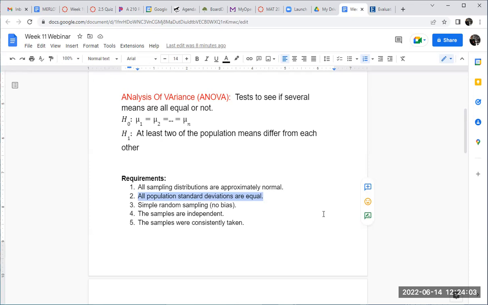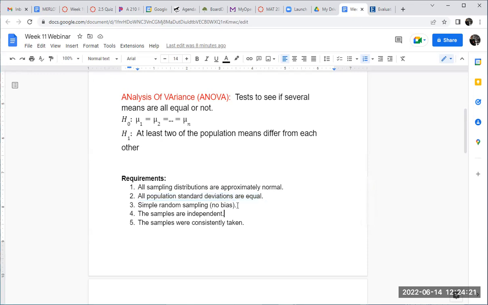So for our class, all I want you to know is that they need to be equal. You don't have to know how to find out if they're equal. You just have to know that that's something that has to be checked. Any questions on that?